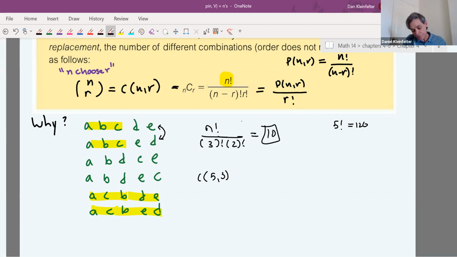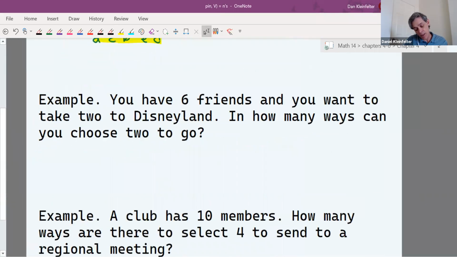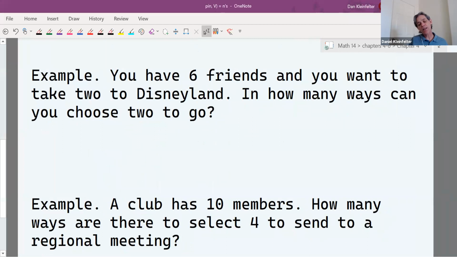Okay, so examples. Let's say that you have 6 friends and you want to take 2 of them to Disneyland with you. Let's say that you won 3 tickets on a radio station. Of course, you're going to go, right? And so you need to pick 2 of your friends to go with you to Disneyland out of the 6. How many ways can you choose 2 to go and anger the others? So out of 6 people, you need to choose 2.